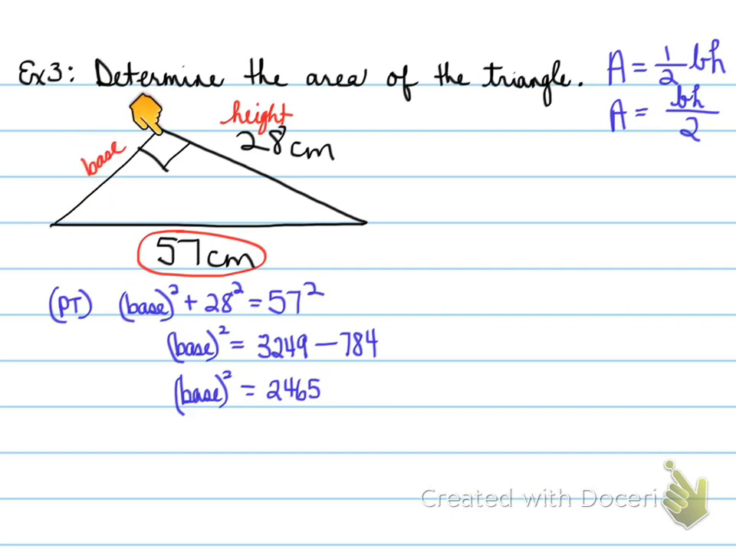So how long is this base? Well, we need to take the square root of both sides. When you take the square root of both sides, you find out that base is equal to 49.6488 centimeters. So, how did we do that? Well, reminder again, we took the square root of both sides. So that is our base.